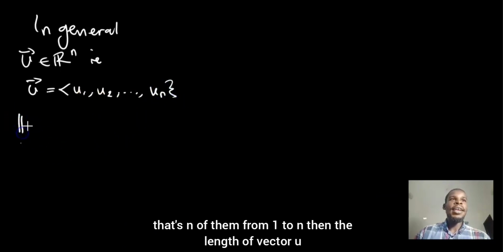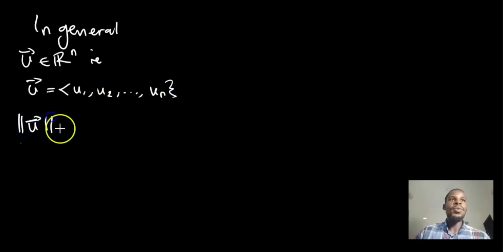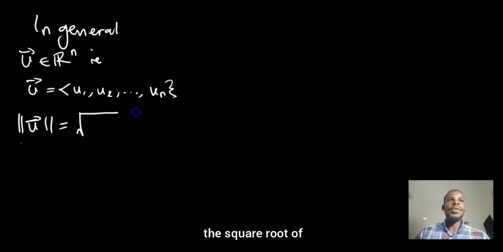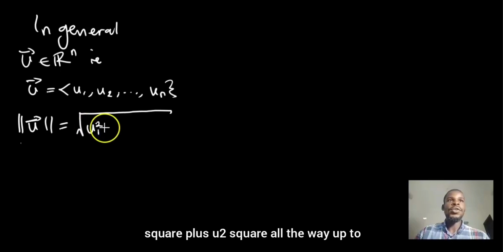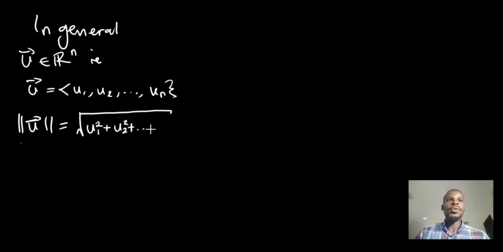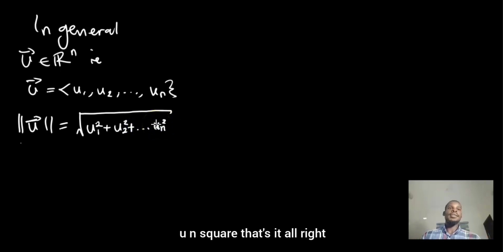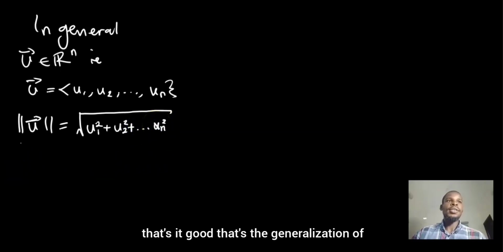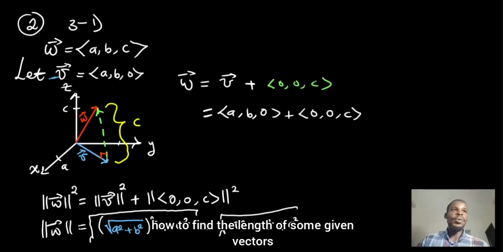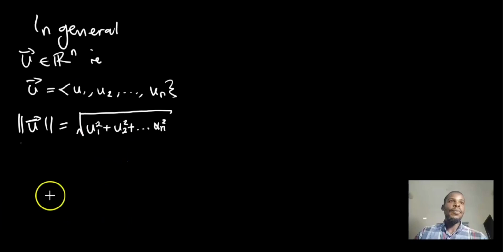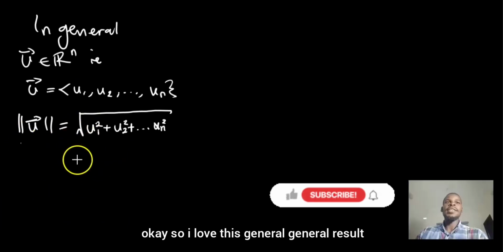Then the length of vector U is going to be the square root of the sum of squares of the components, U1 squared plus U2 squared, all the way up to UN squared. That's it, alright? Good. That's the generalization of that. So in the next video, we're going to do some examples of how to find the length of some given vectors. Okay, so I love this general result, right?